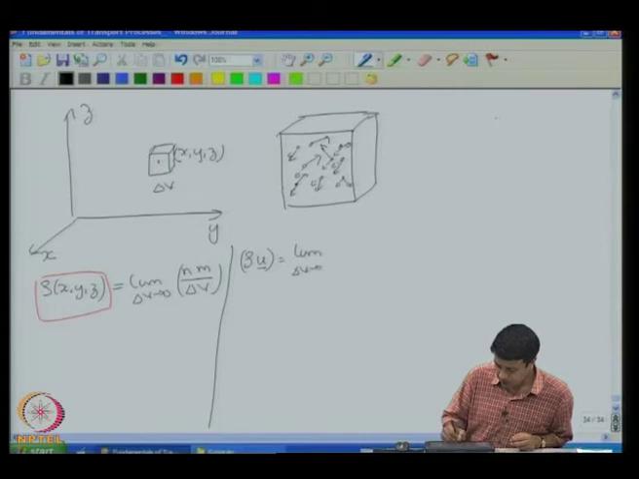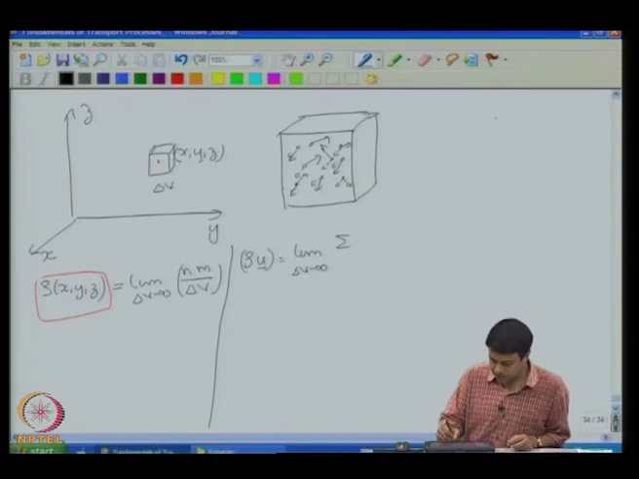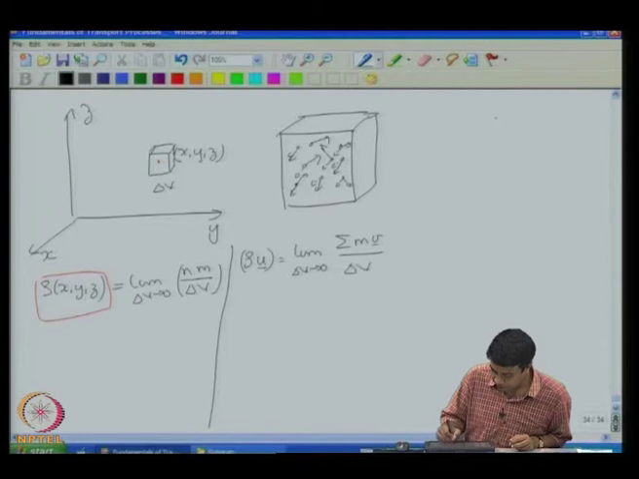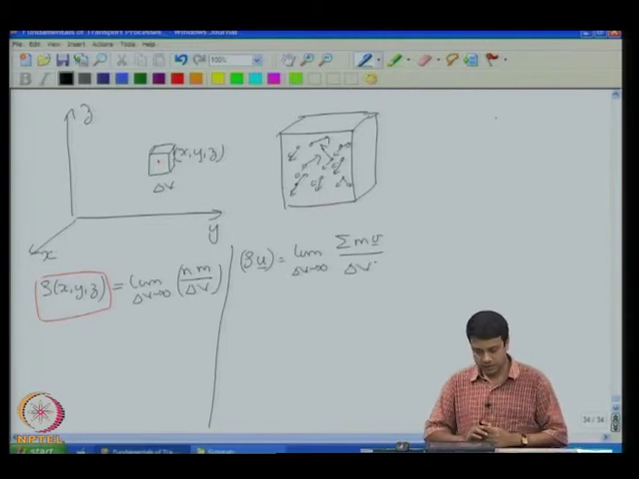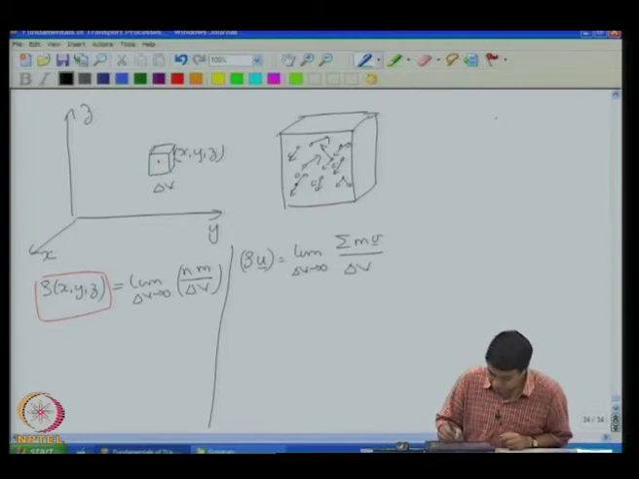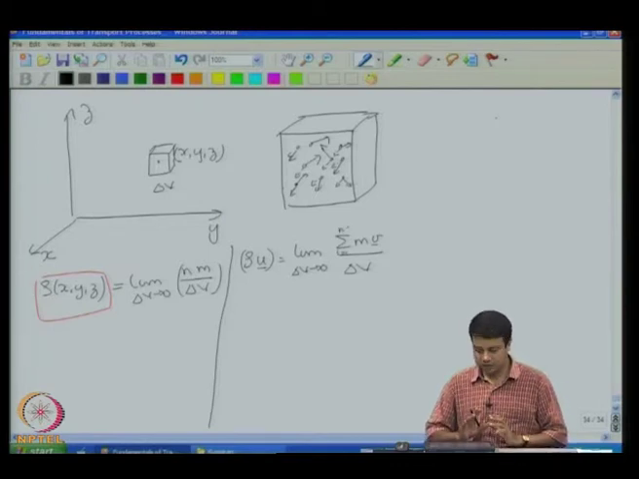as delta v goes to 0 of the summation over all molecules, for i equal to 1 to n, of mass times the velocity vector divided by delta v. So, this is a vector summation over the velocity vectors of each of the molecules. And we will see later in the course there are certain advantages to treating this as a vector itself. Of course, if you expand this out, you will get precisely the same thing that I got earlier.